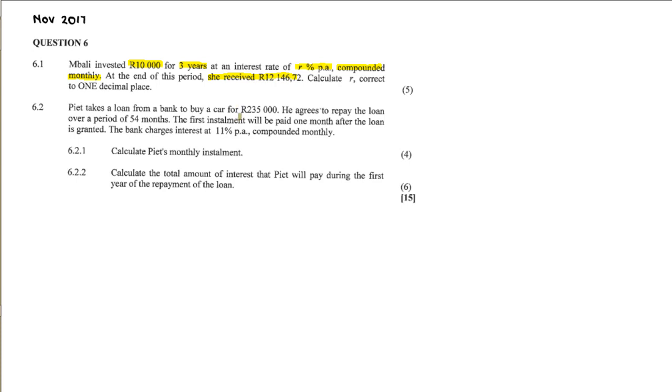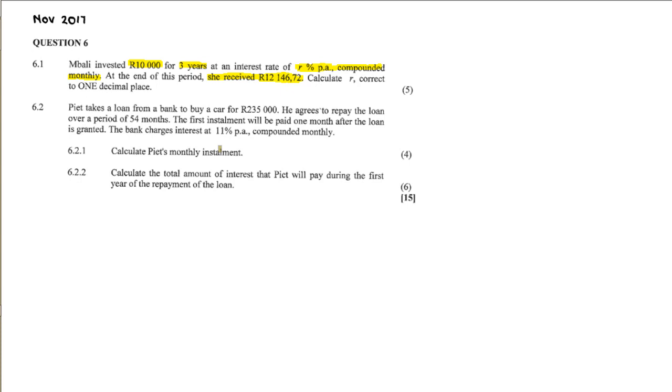That's all she did. She went to the bank, she put 10,000 Rand into an investment account, and she left it there. The investment account was earning a certain interest which we need to calculate, and after 3 years, this is what it returned. They didn't say that she was depositing 10,000 Rand each month. If that was the case, then that would make it an annuity. So nowhere in this question do we see equal payments being made.